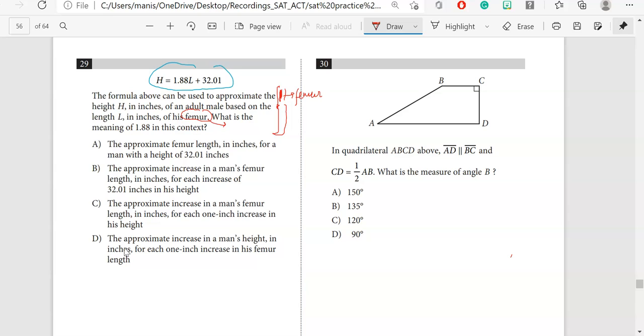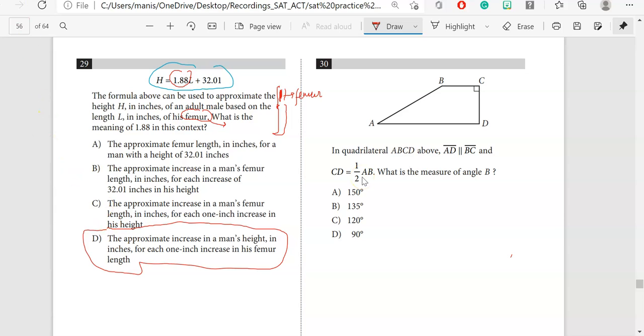So in this case, what is happening over here? Choice D is the correct answer, because it says the meaning of 1.88 is that a man's height increases by approximately 1.88 inches for each 1 inch increase of his femur length. So choice D is the correct answer. Choices A, B and C are kind of confusing, and they gave you all those different choices.